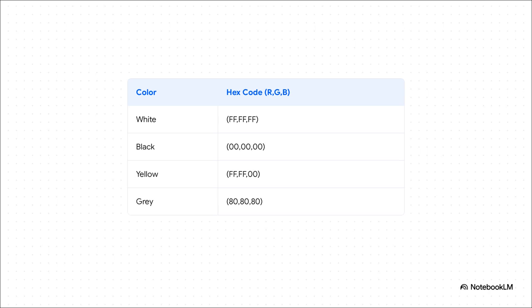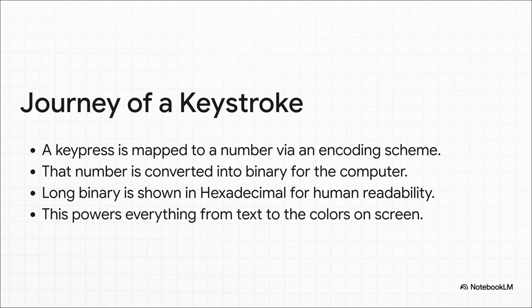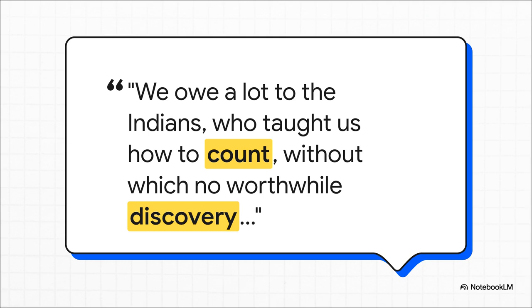No thank you. So let's recap the journey. It's this constant multi-layered translation happening completely behind the scenes. Your finger hits a key, an encoding standard like Unicode gives it a number. That number gets converted into binary, just ones and zeros, for the computer to understand. And then, for us humans, that long binary string often gets represented in a neat shorthand like hexadecimal. It's this whole process that takes our rich, colorful, complex world and boils it down to this simple on-off language that machines speak.